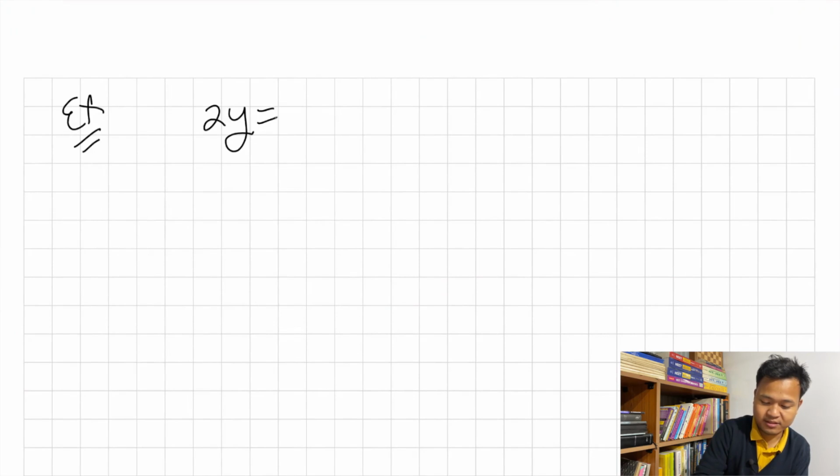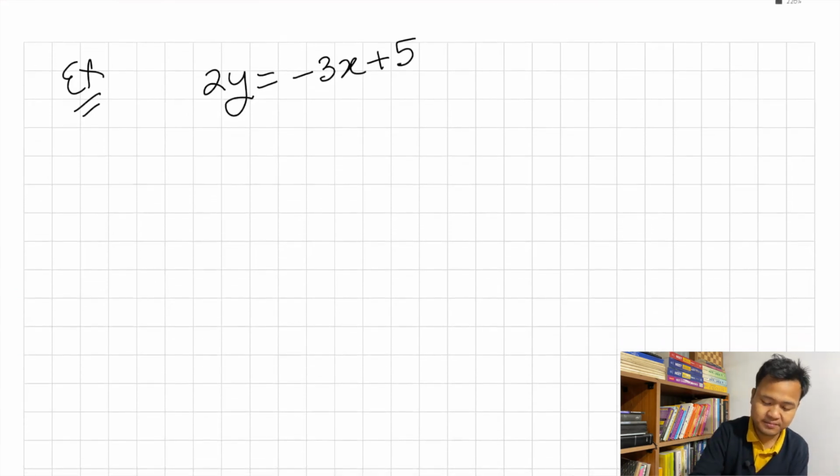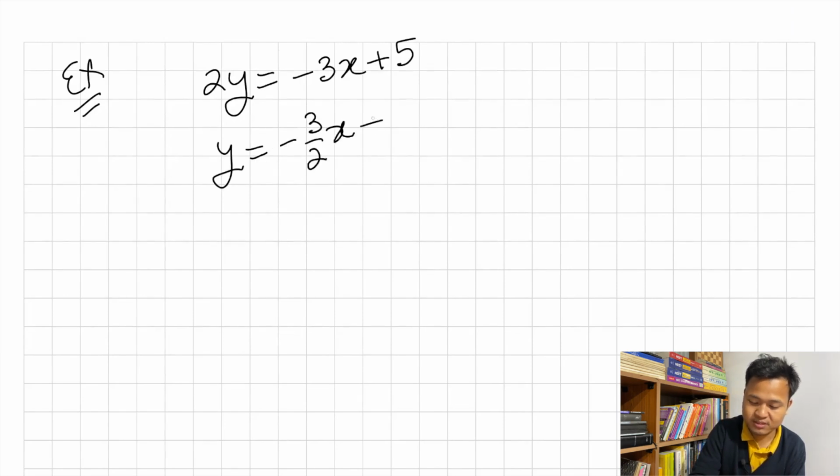Let's do one more example. 2y equals minus 3x plus, let's say, 5. Some random values. If you're given an equation like this, you can simplify it into the general equation. I can divide both sides by 2, and I will have y equals minus 3 by 2 x plus 5 by 2.